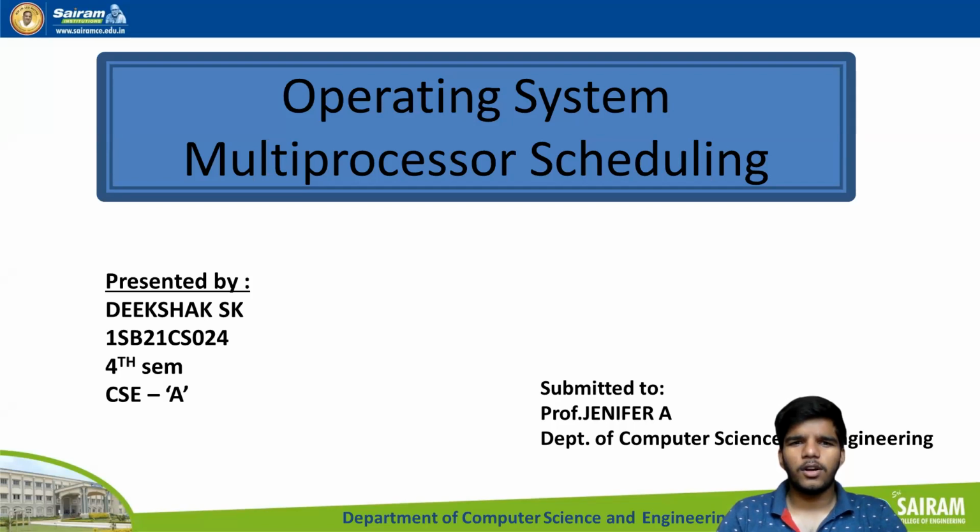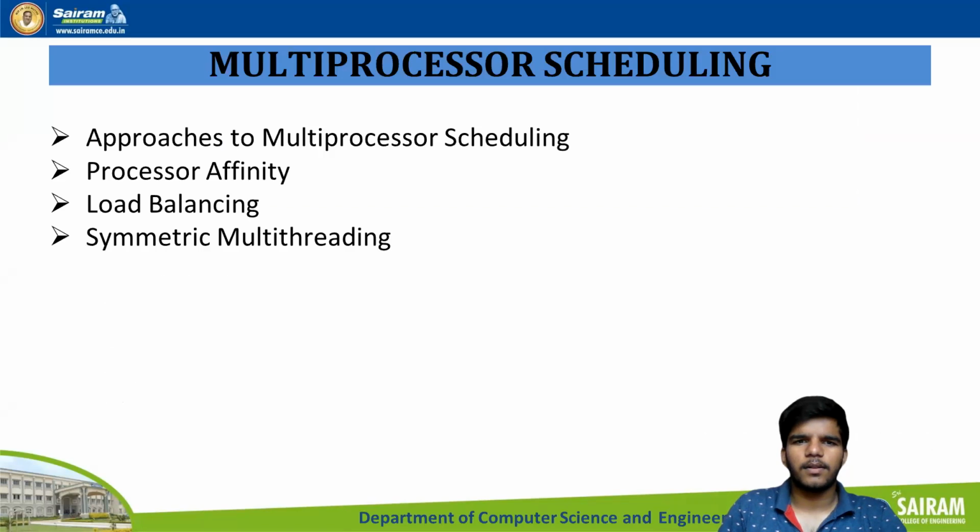Now, I am going to talk about multiprocessor scheduling. Before we approach this, we need to know what multiprocessor scheduling is. Multiprocessor scheduling is nothing but more than one processor sharing the load to handle the execution of processes smoothly. That is, we are using more than one processor for scheduling the processes.